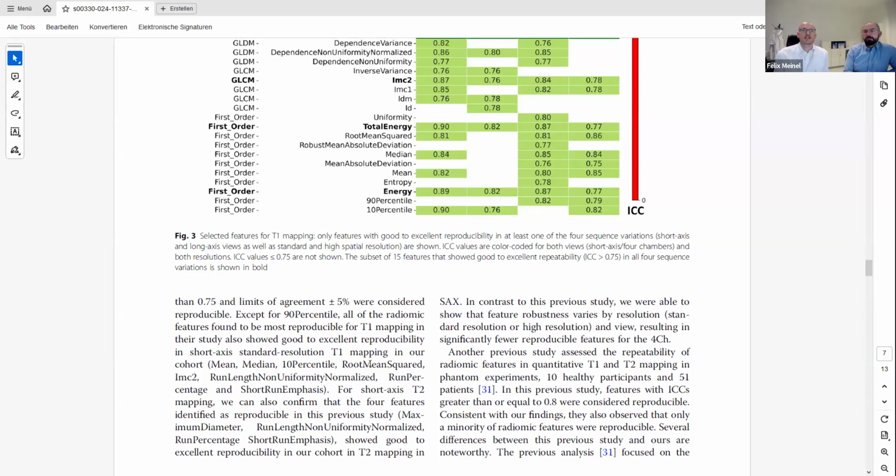Perfect. Okay. With that, I want to thank you guys again for this wonderful presentation. And we are going to switch to our second publication, which is going to be presented by Dr. Yamlome and Dr. Jordan. This paper is entitled Effect of Magnetic Field Strength and Segmentation Variability on the Reproducibility and Repeatability of Radiomic Texture Features in Cardiovascular Magnetic Resonance Parametric Mapping. So you guys can go ahead and share your screen, and we're eager to see what your paper has to say too. Thank you, Pascal.